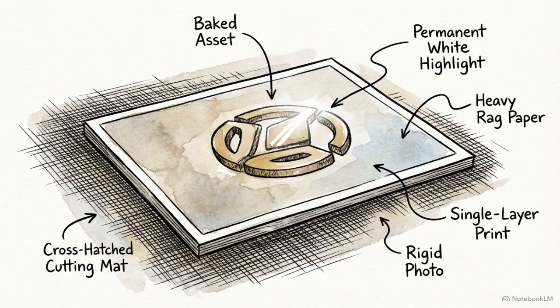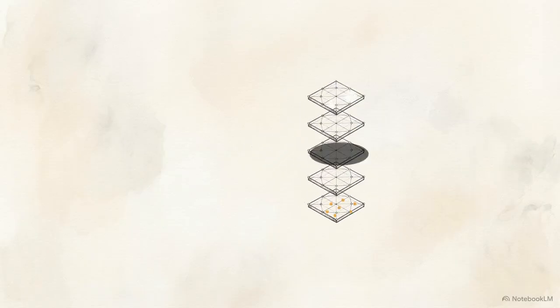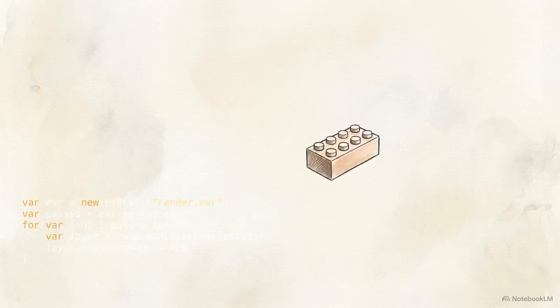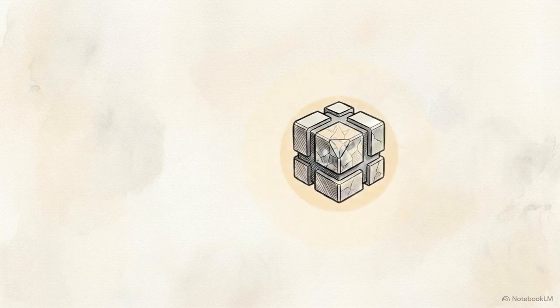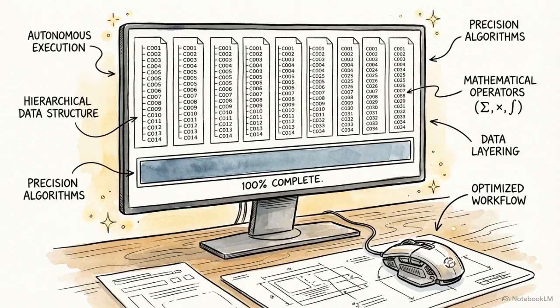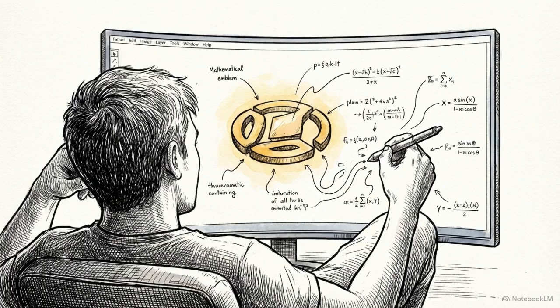We took an image that was permanently baked together, unpacked its layers using the OpenEXR format, and used script-driven math to stack those Lego blocks of light back into place. Building an automated pipeline replaces manual repetition with technical precision. The system handles the assembly, allowing the artist to focus entirely on the creative outcome.